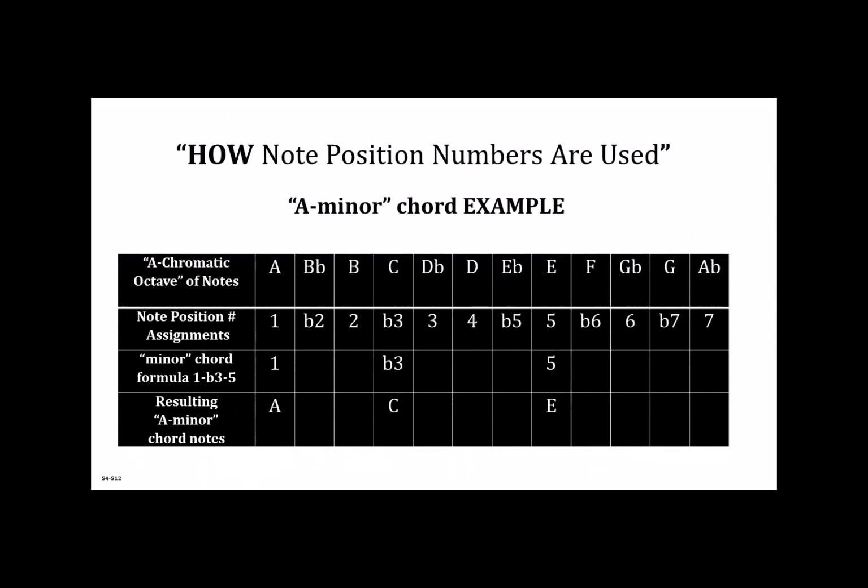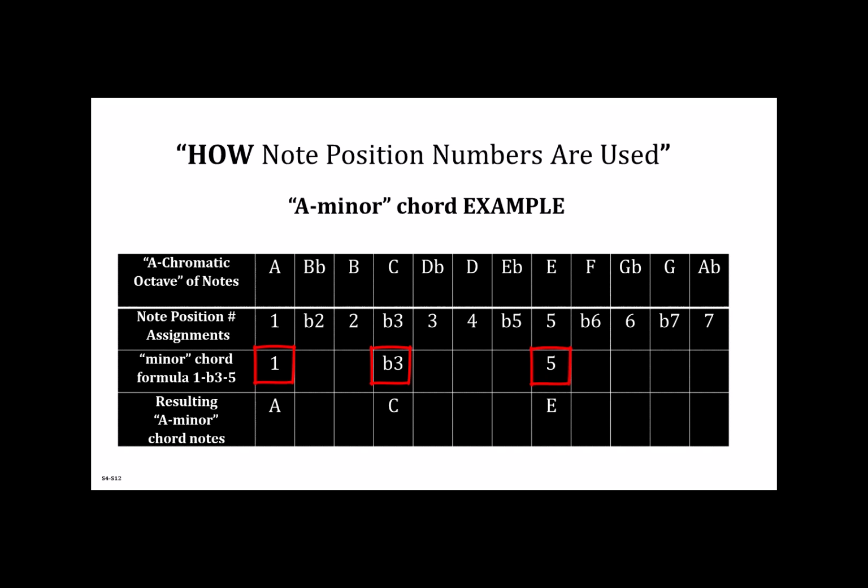Now let's look at the second chord in our make-believe song, the A minor chord, and we'll use the same table. I've only had to change the top row of notes from the E flat to the A chromatic octave of notes, as you can see here. Pretty simple process. And then in the second row, we didn't even have to change anything. Those are the note position assignments there. And then the third row we did change, because this particular chord is a minor chord, an A minor chord. Thus, the chord formula is 1, flat 3, 5. You can see those listed there in the chart.